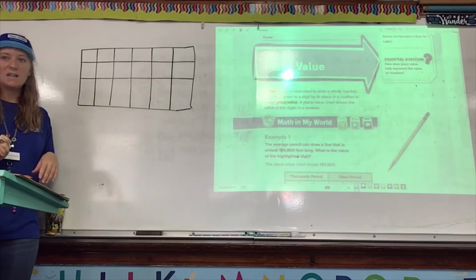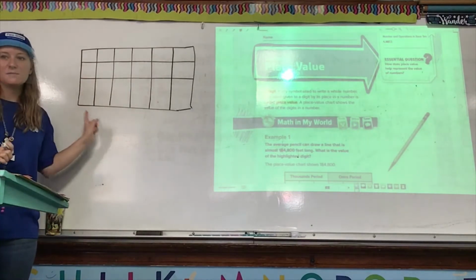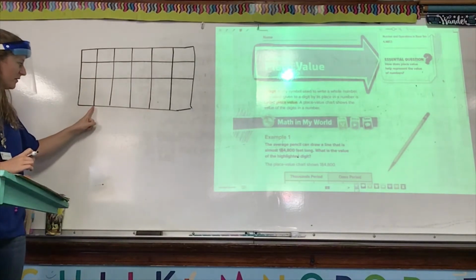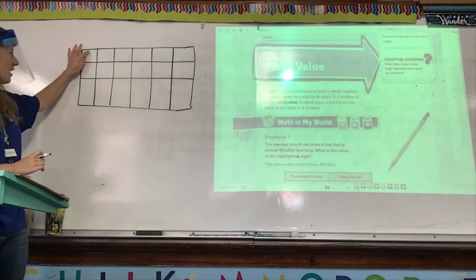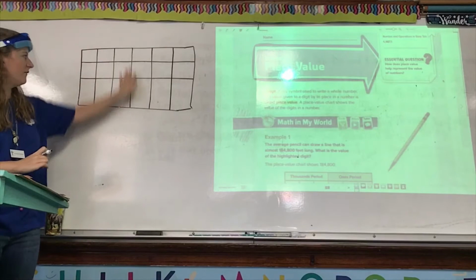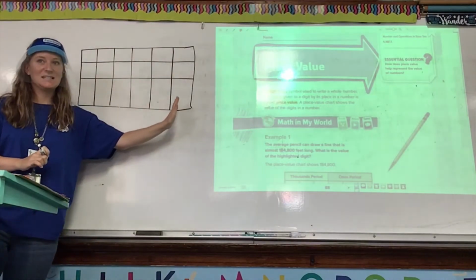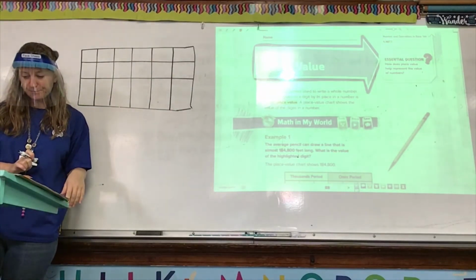When you count columns, make sure you count the number of columns, not the number of lines. Because if I counted the number of lines, 1, 2, 3, 4, 5, I only have 5. But when I count the columns, 1, 2, 3, 4, 5, 6, I have the right number of columns.